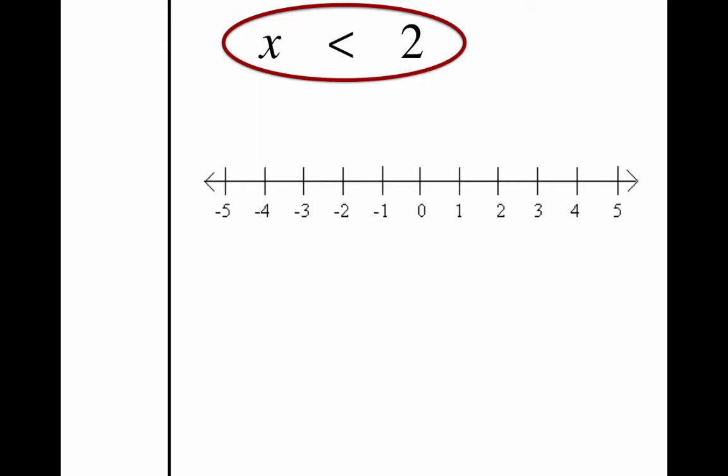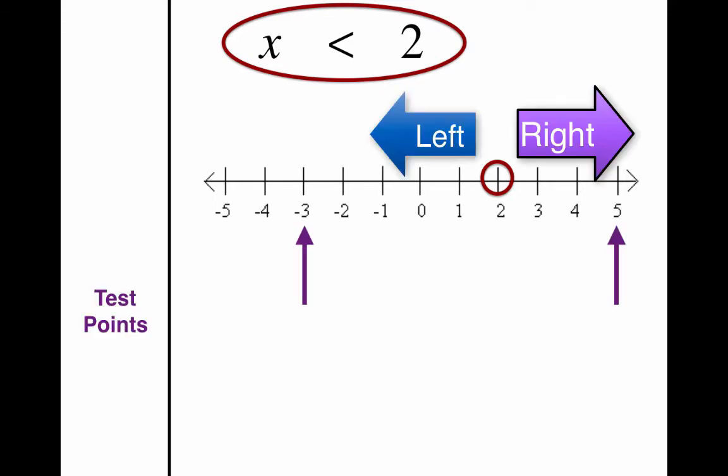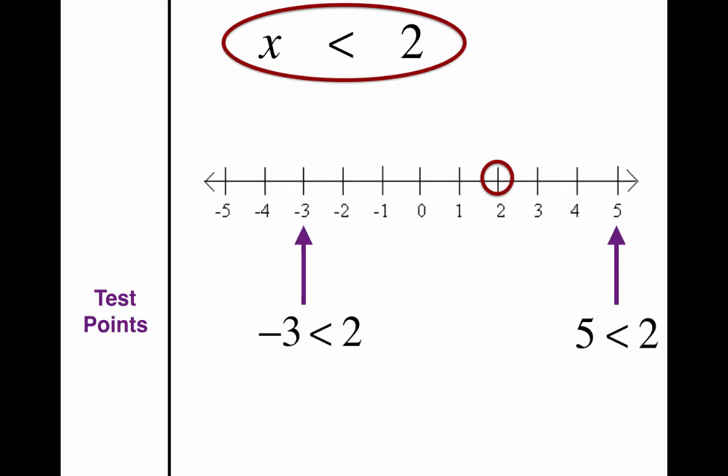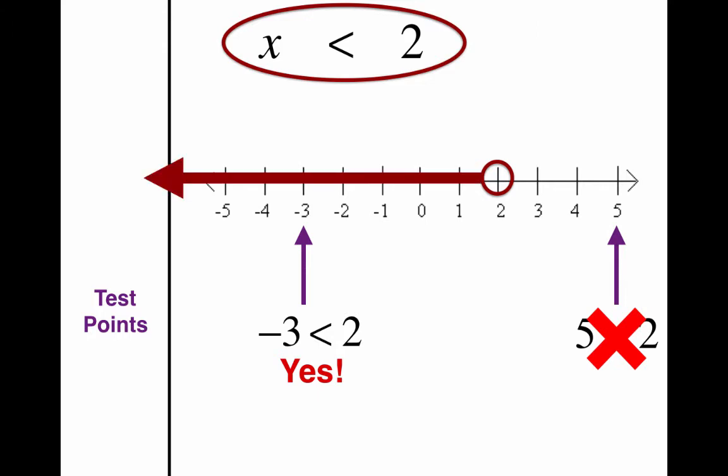Now x is less than 2, so we're going to circle 2, and we're going to test our points. Test something on the left and something on the right. I'm picking 5 and negative 3, but pick anything you want on both sides. Then see if they're true. Is 5 less than 2? Is negative 3 less than 2? Well, 5 is definitely not less than 2, but negative 3 is. So the left side passes. So you take your pencil or a colored pencil and you start shading it in darkly to the left with a big arrow.